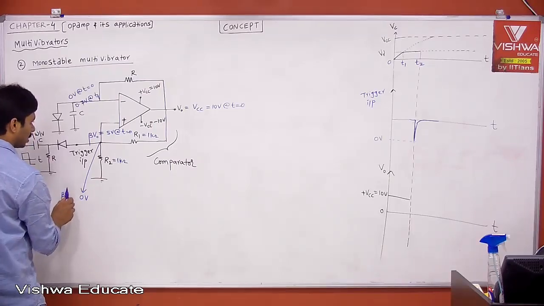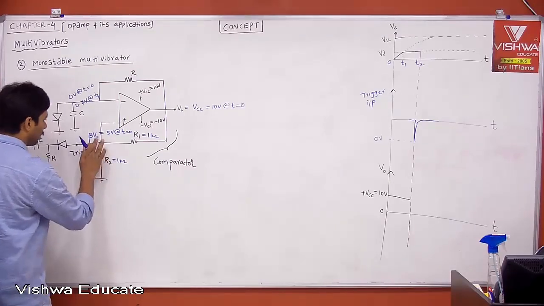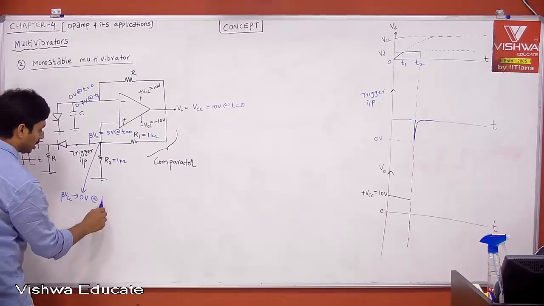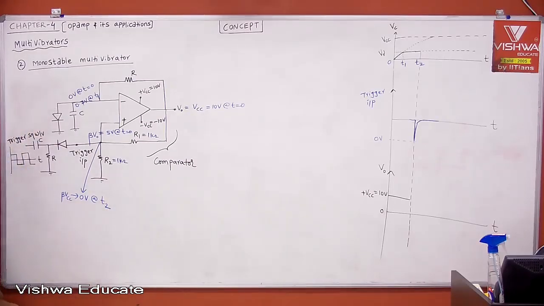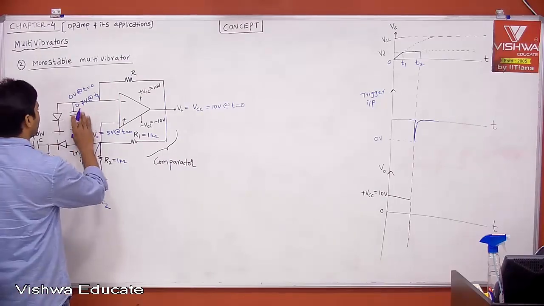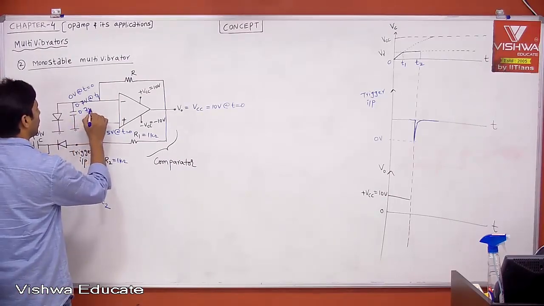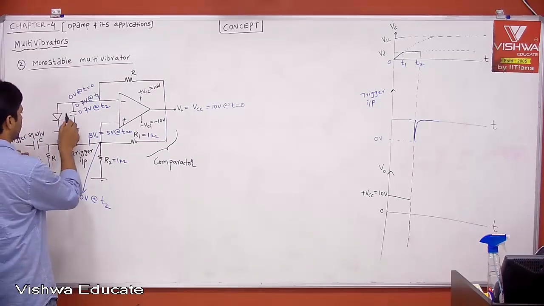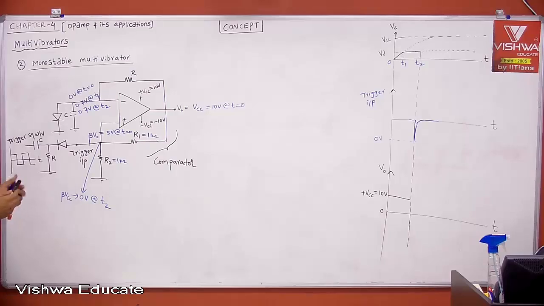Beta VCC, this is nothing but beta VCC, right? Which is 5 volt. Beta VCC will become 0 at a time t is equal to t2. But this is 0.7 at time t2 only. This is your capacitor, right? Then what is your output?